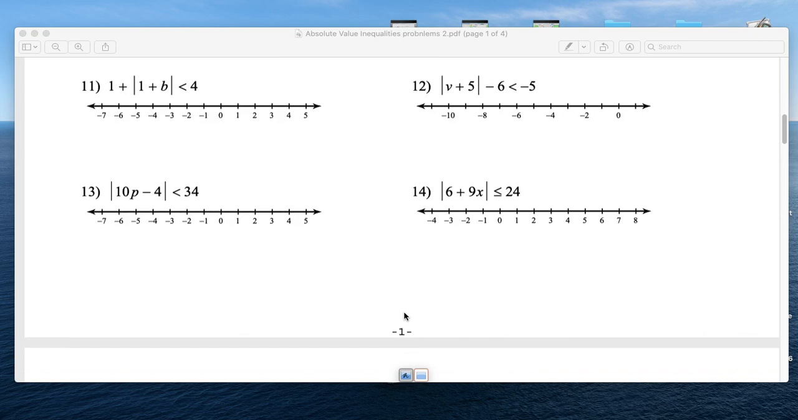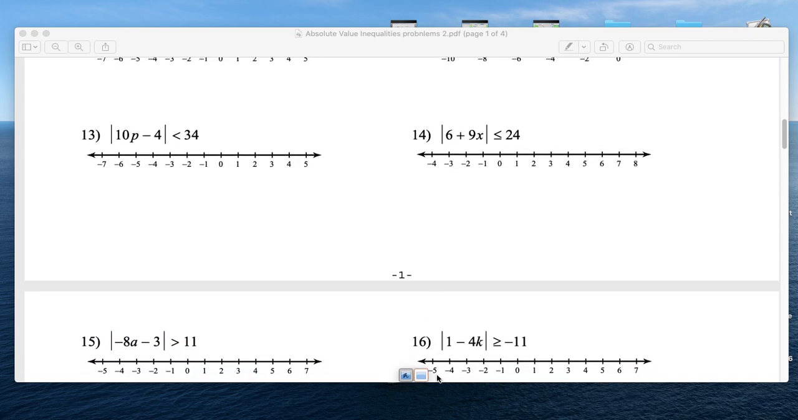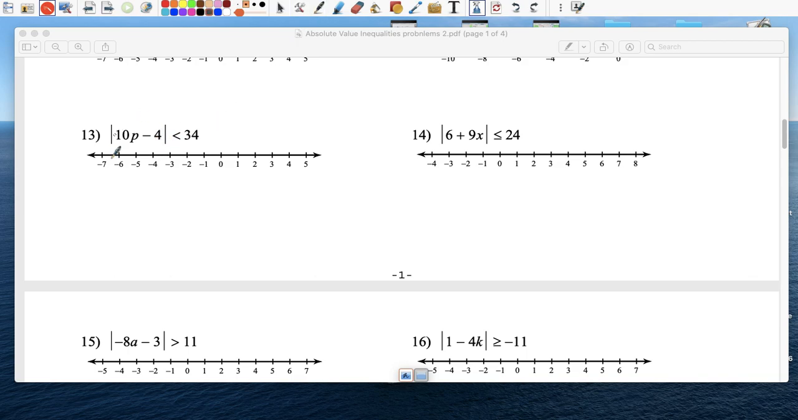Let's go to 13. It's a little bit more challenging. Well, there's nothing to simplify, so we can go straight to this. Start thinking about this. When is this true? Well, it's true under these conditions.